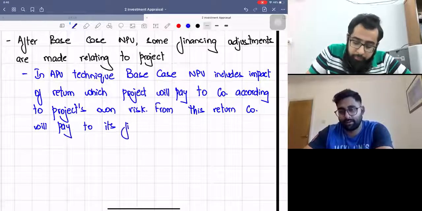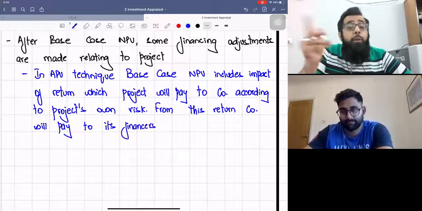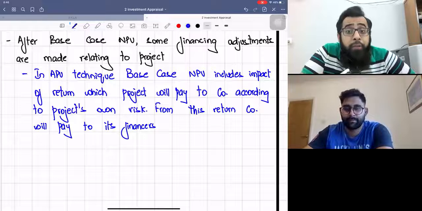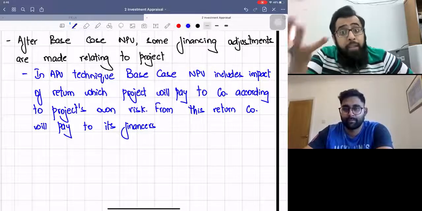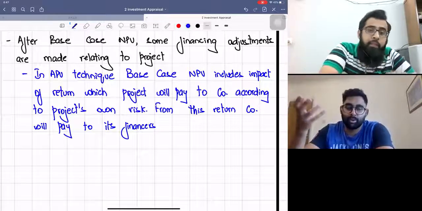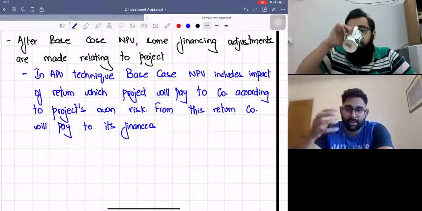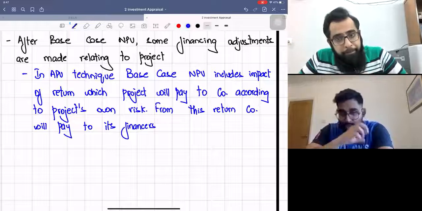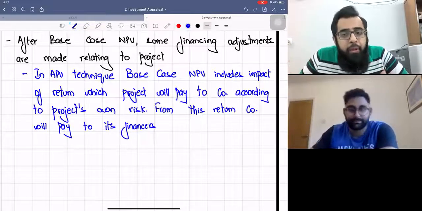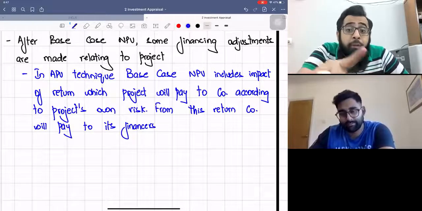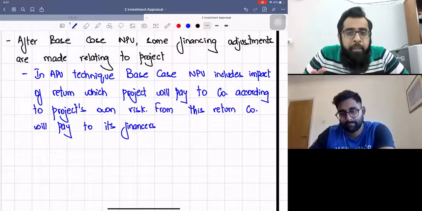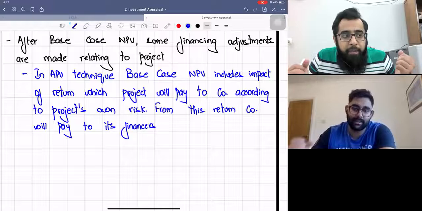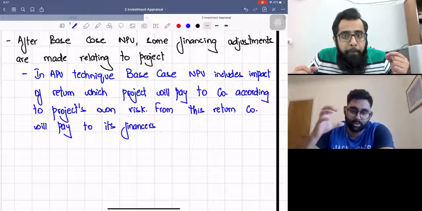Now, maybe the company has taken a loan from the financiers at a cheaper rate. That is the goodwill of the company, not the goodwill of the project. That is the goodwill of the company, which the head office should earn. You're saying that any return the project makes, the company is going to use to pay off its finances. Yes, because that is the cost of capital. Any return above the cost of capital will also belong to the company, but that is the net profit of the project.